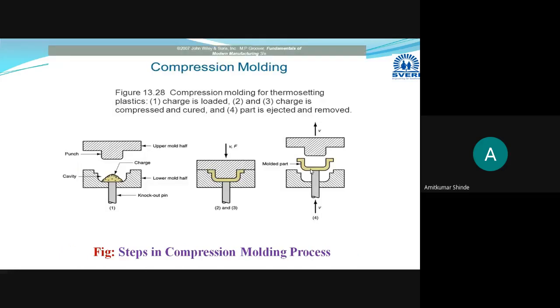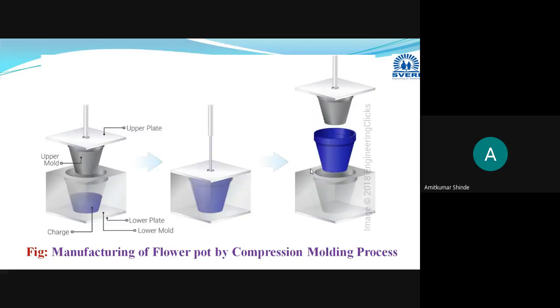Now the same stages I have explained here with one practical example. I have added one slide, manufacturing of the plastic flower pot. This is a well-known example, a component you have already seen lots of times. This is the plastic pot. Now, how is it manufactured?